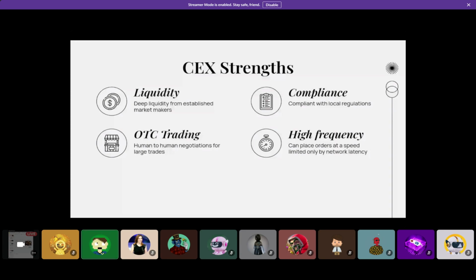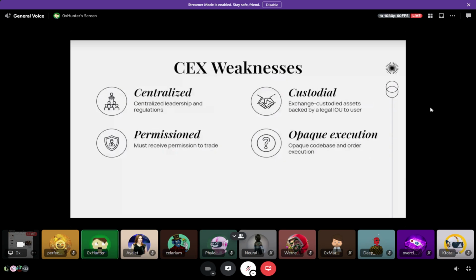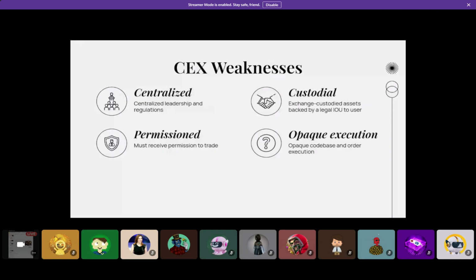You can connect to APIs for exchanges, and the limit at which the market can move is only limited by network latency. And so people can do things that you can't do in decentralized exchanges, which I'll talk about in a bit. Now I'm going to talk about some of the weaknesses of centralized exchanges. I guess the first one's pretty obvious, that they're centralized. And the problem with them being centralized is that the leadership is generally localized in a certain area.